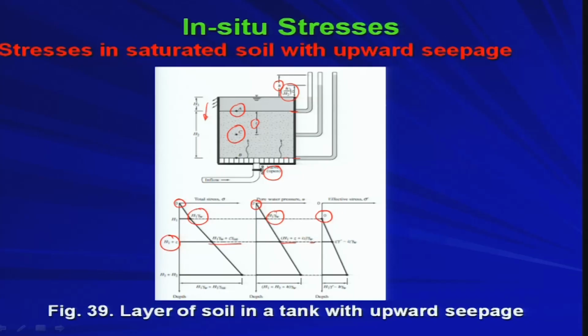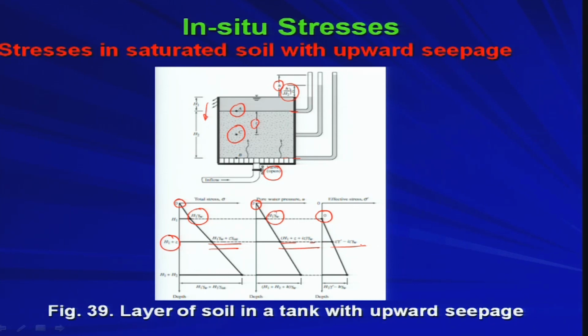So, that component is nothing but the extra or additional component that is now getting added to the pore water pressure, agreed. So, now we can find out the effective stress. The effective stress is total stress minus pore water pressure, which comes to Z into gamma prime minus i Z gamma w. Now, what is happening?